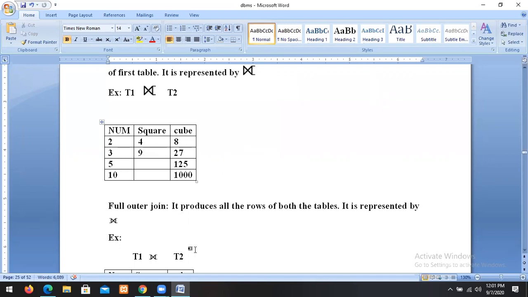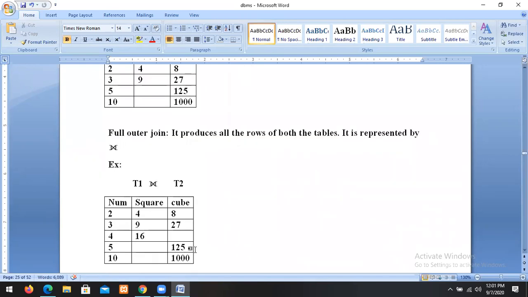Then full outer join. In full outer join, it produces all the rows of both the tables. It is represented by the symbol like this. This is called as full outer join. So it produces all the rows of the first table and second table, even when there are no matching rows. That's what we call full outer join.